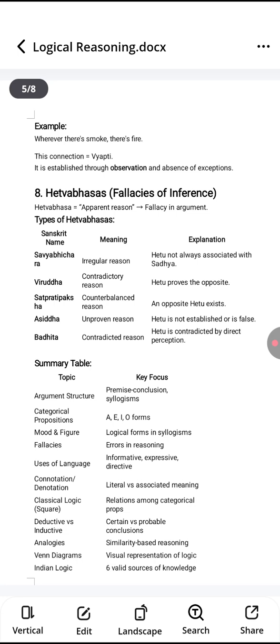So basically there are 6 valid sources of knowledge. Next we have Anumana, where 5-part inferences included there. And next we have Vyapti, where universal relationship is there. Next we have Hetuabhasa, where we talk about the Indian fallacies.